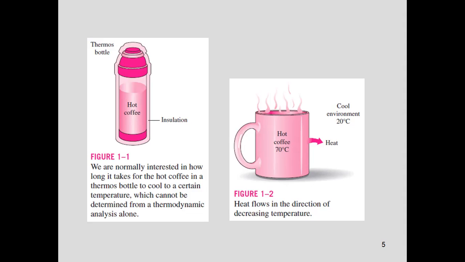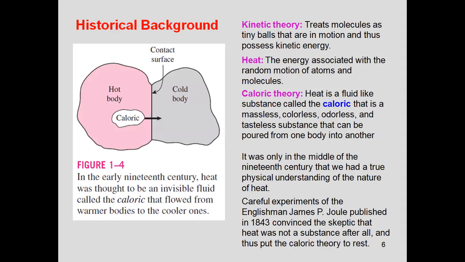So there are three main types of system: one is an open system, a closed system, and another one is an isolated system. Let's study some historical background about the transfer of heat. First of all, let's study the kinetic theory. What is the kinetic theory?